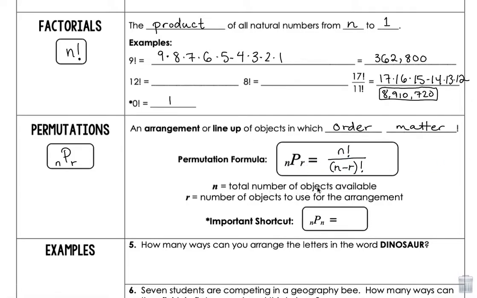N is the total number of objects available. R is the number of objects to use for this particular arrangement. And so there is a shortcut if you are finding NPN, so the total number of objects available, you're choosing all of those objects for the arrangement, and that just ends up being n factorial.